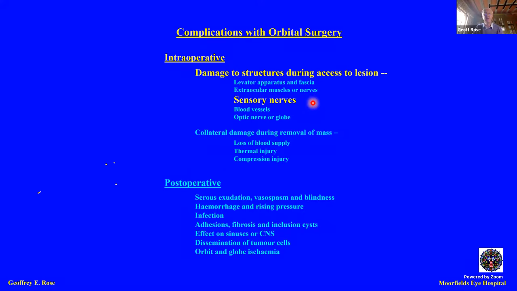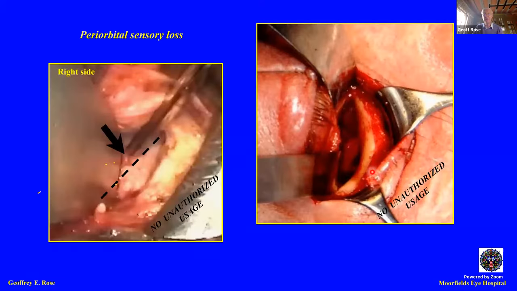Sensory nerves are also damaged, particularly in the orbital floor area. If you're dealing with a fracture, they may already have hypoesthesia of the cheek. And this is obviously the one that gives the most sensory loss, including the upper teeth, the incisors. The commonest cause probably isn't direct damage to the nerve. It's probably loss of the blood supply to the nerve.